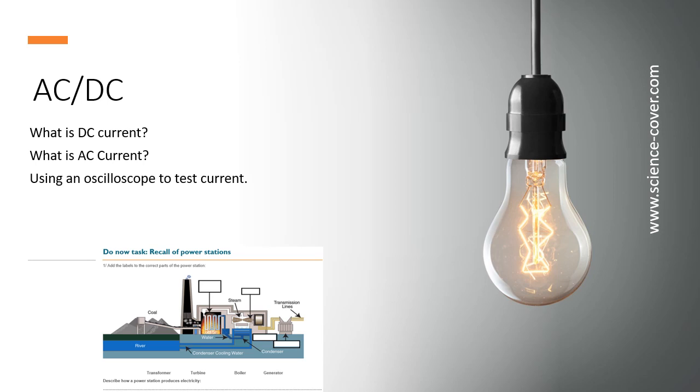Welcome to ScienceCover.com. In this session, we will look at AC and DC current. We'll focus on what we mean by a DC current, what we mean by an AC current, and how we can use an oscilloscope to test those currents.